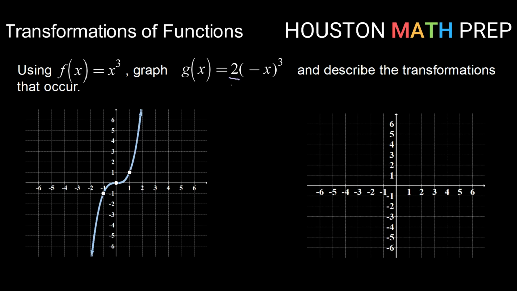So I've got two things occurring here. I've got a 2 multiplier on the outside, and I've got a negative multiplier on the inside. So starting with that 2 multiplier, I can think about my acronym OVER. Things that happen on the outside make a vertical change. They do exactly what they look like, and they affect the range or the y values.